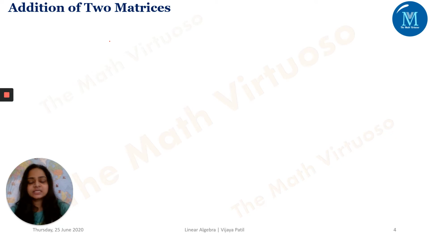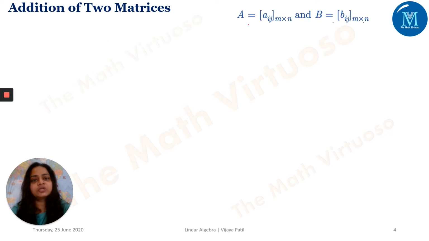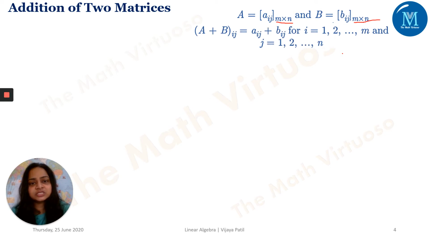Then next, it is addition of matrices. So what is addition of matrices? If I have two matrices of order m cross n and m cross n, then the addition is possible if the orders of both matrices are equal, as we have seen in the last case. Similarly here also, the addition is possible and the corresponding elements will get added.